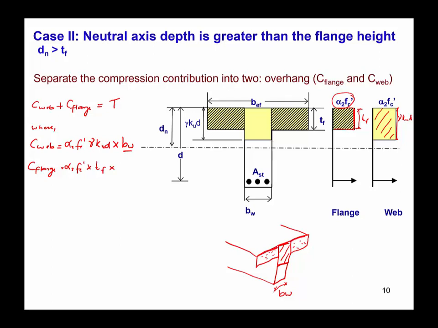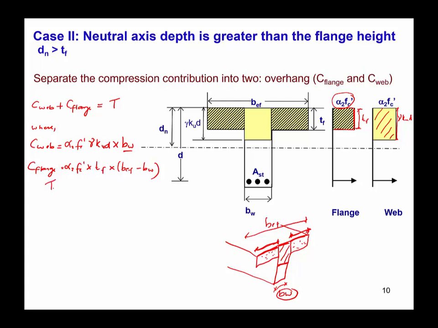So that's the width of the overhang we are taking into account when we are calculating the volume for the overhang flange. That width is given as total B effective minus BW. So your total B effective is here. So B effective minus BW will give you the summation of this overhang plus this overhang, and that will give us a total volume of the equivalent stress block acting on the overhang flange.